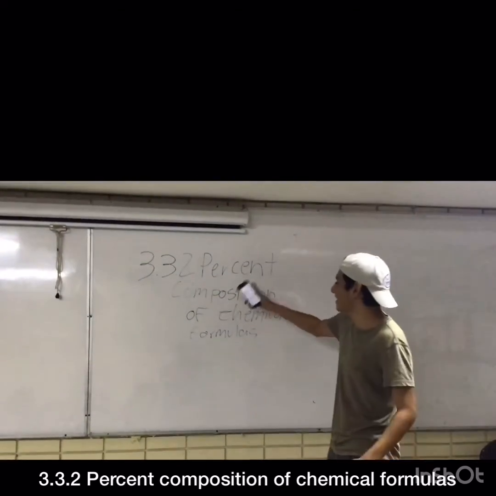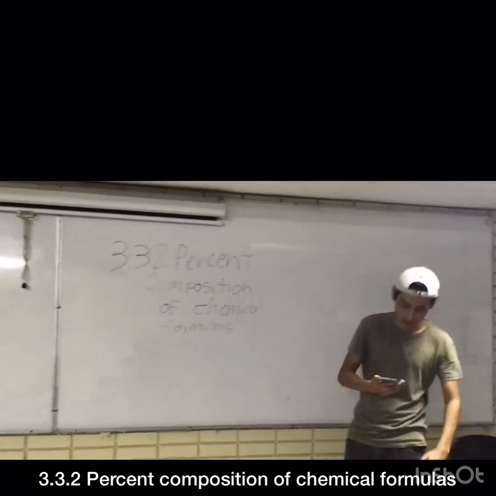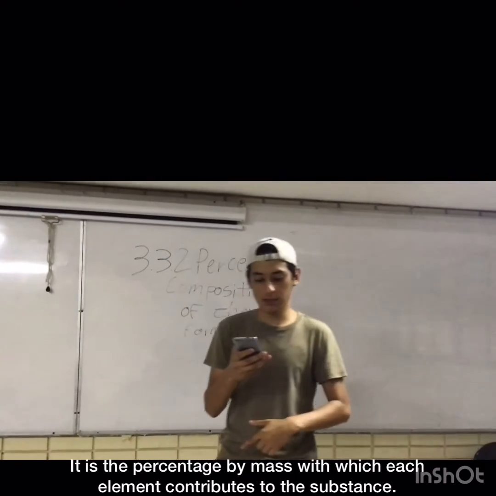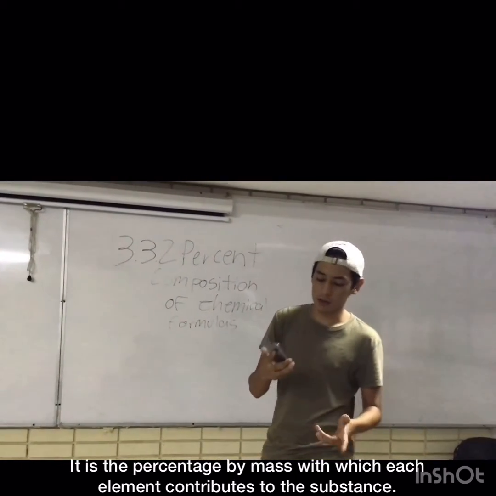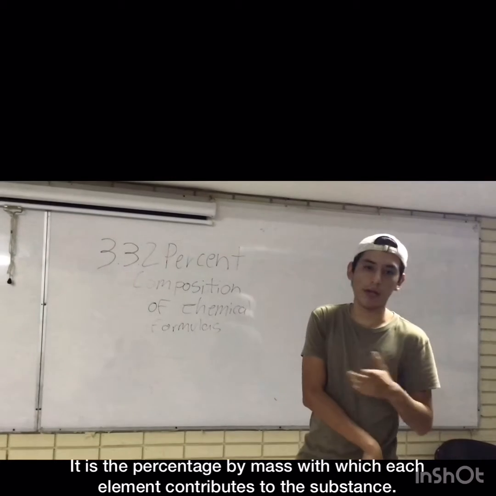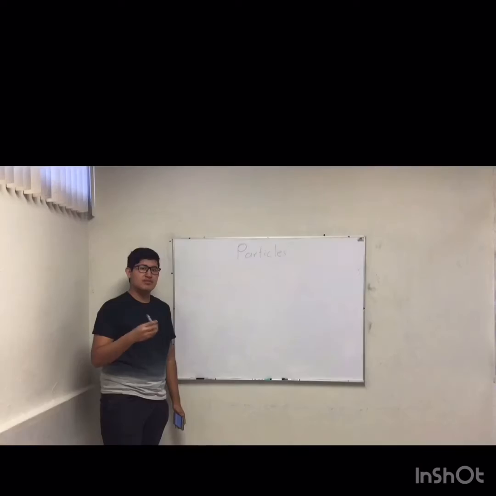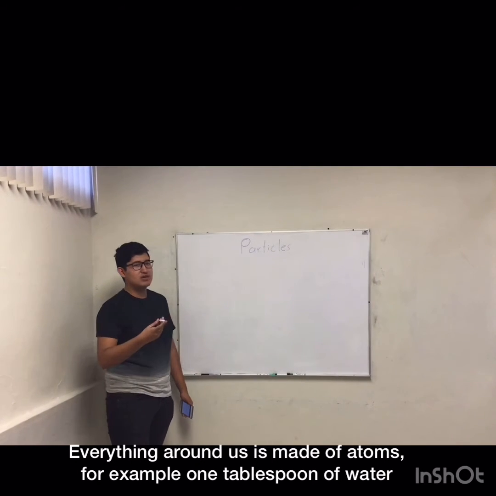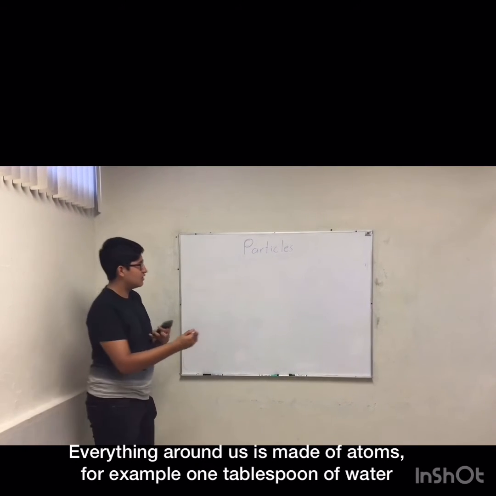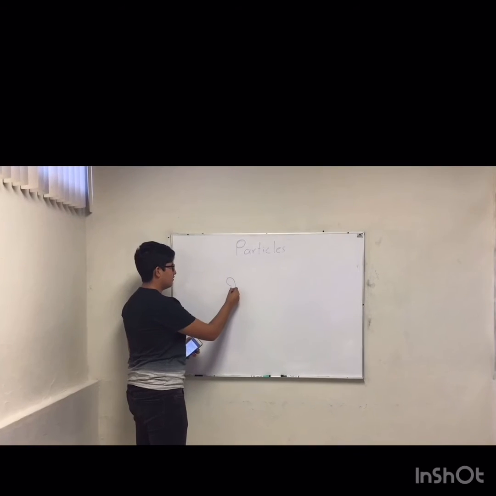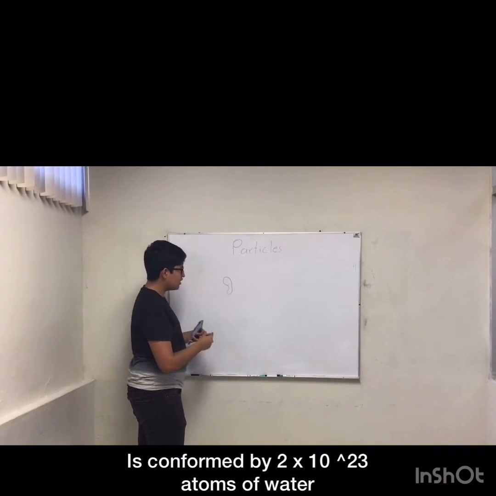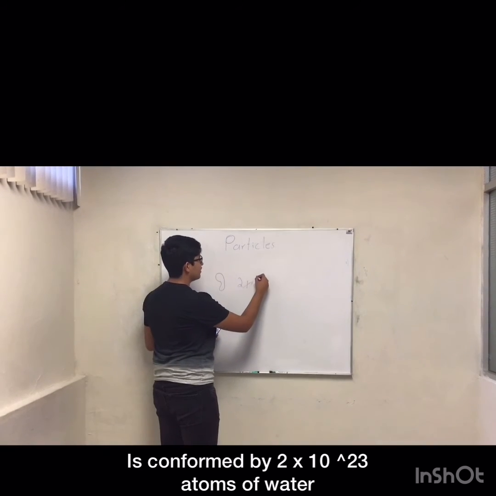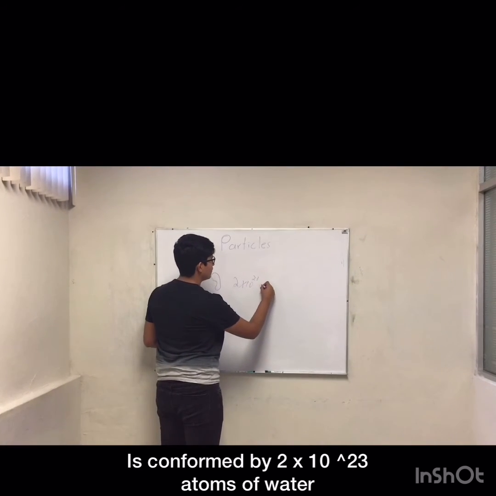3.3.2 Percent composition of chemical formulas. It is the percentage with which each element contributes to the substance. Well, everything around us is made of atoms. For example, 1 tablespoon of water is made of about 2 times 10 to the 23 molecules of water.